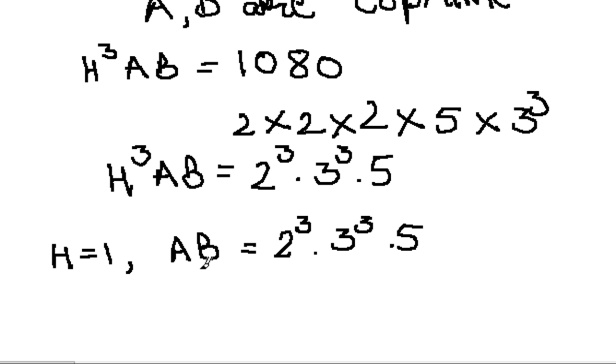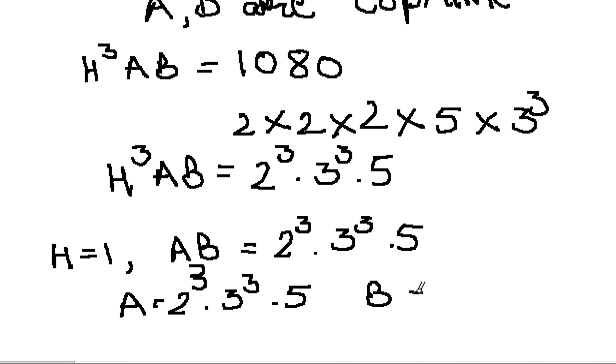Now, in how many ways is this possible? So a and b, remember a and b are co-primes, so they cannot have any common factor between them. So if we are taking 2 cube, it has to come totally in either of a or b. It cannot happen that we are taking 4 in a and 2 in b. So let's take it in a, suppose 2 cube. Similarly with 3 cube, let's again take it in a, and take 5 also in a. So we get the whole 1080 inside a, and b is 1.